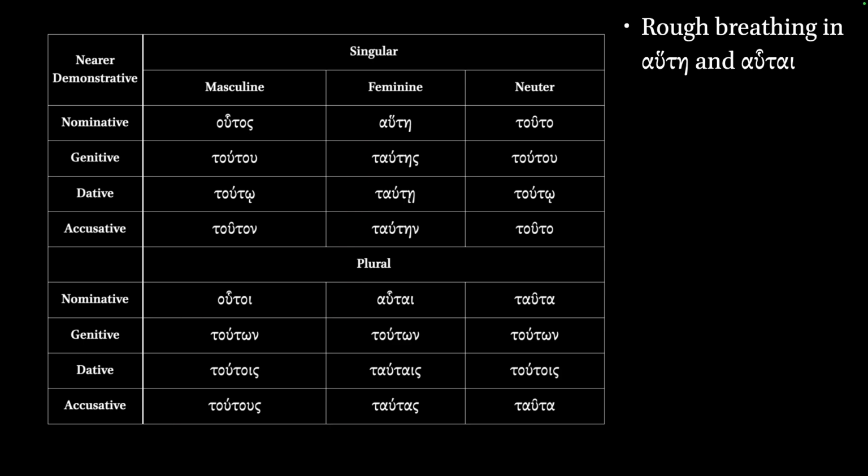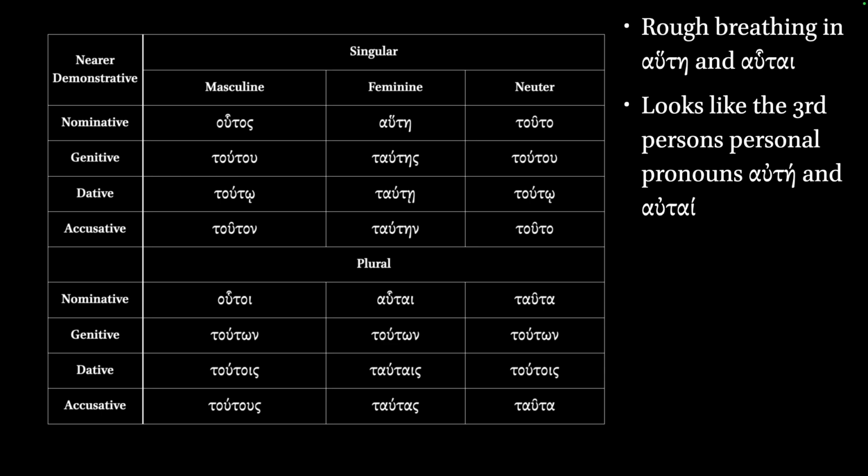So notice that very consistently we get a tau throughout the paradigm. The other thing is that this looks like the third person personal pronouns aute and autai, these ones with the rough breathing mark here. The only difference is that breathing mark. So this is one of those cases where the small accent marks, because in this case the breathing mark, actually makes a difference. Insofar as if this were a smooth breathing mark, it would be the personal pronoun. It would not be these, it would be them or they.